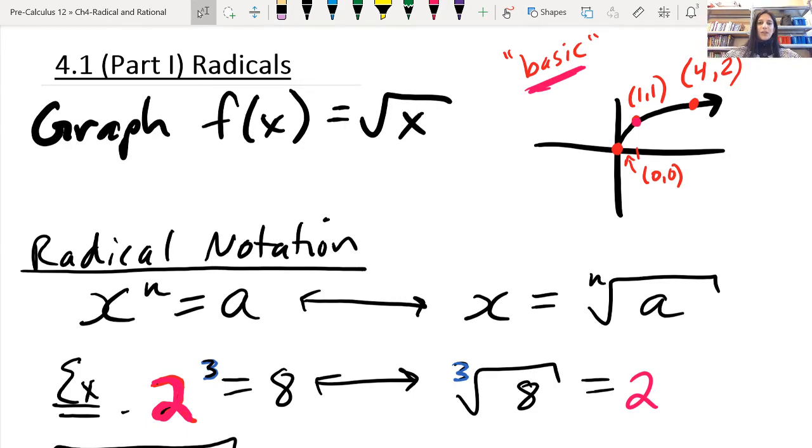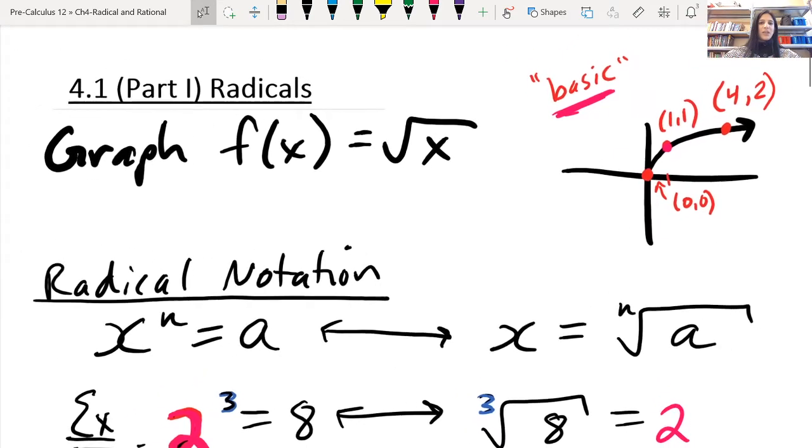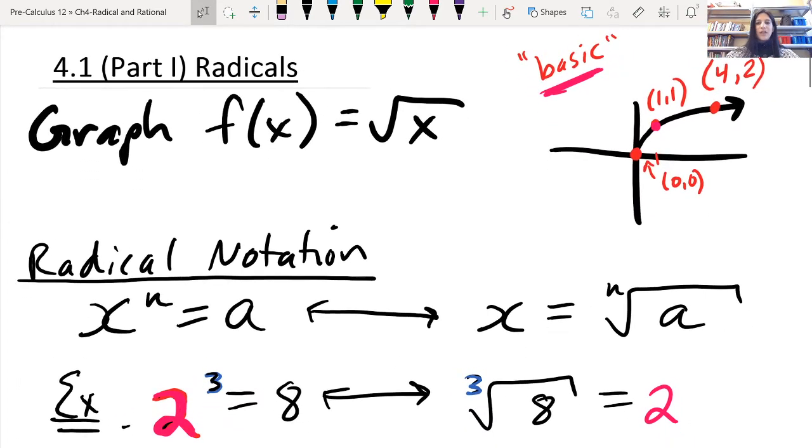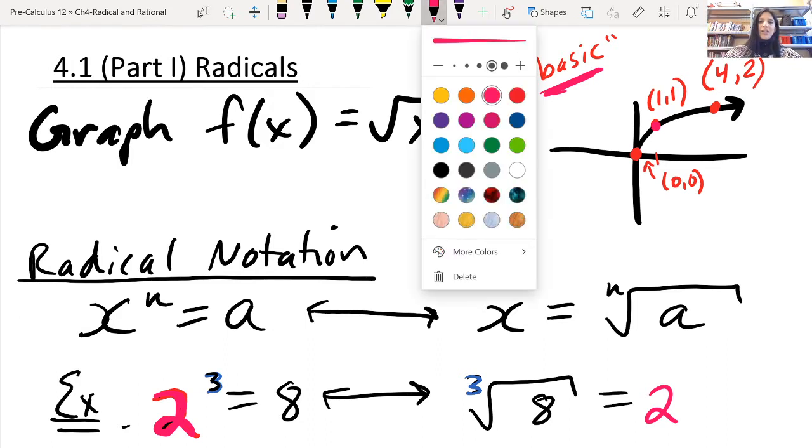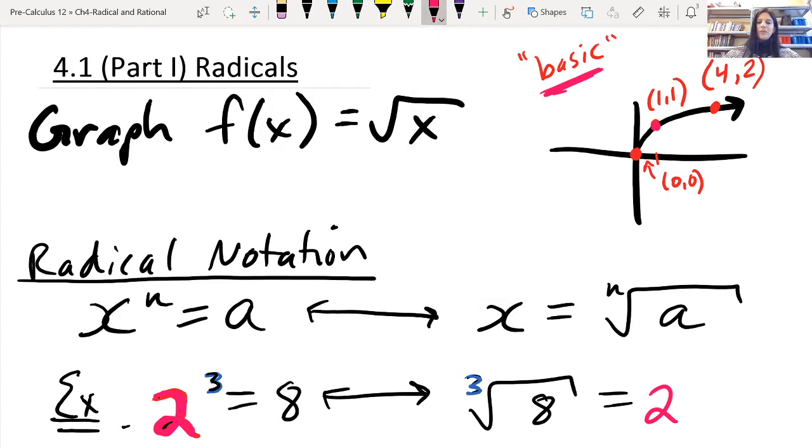What you'll find, I've been sort of doing this throughout the year, is that I like to go back to the basics and use the basic graph to help us determine what the more complicated ones are going to look like. So just at the start here, I've done some basic review from things that you've learned in the past. The basic equation for radicals is f of x equals square root of x. So that's this here that we're looking at.